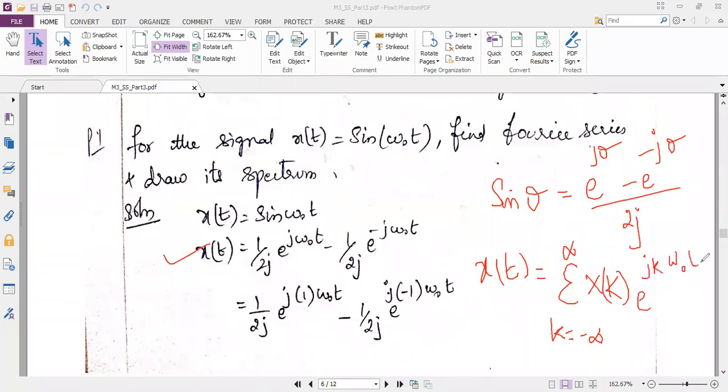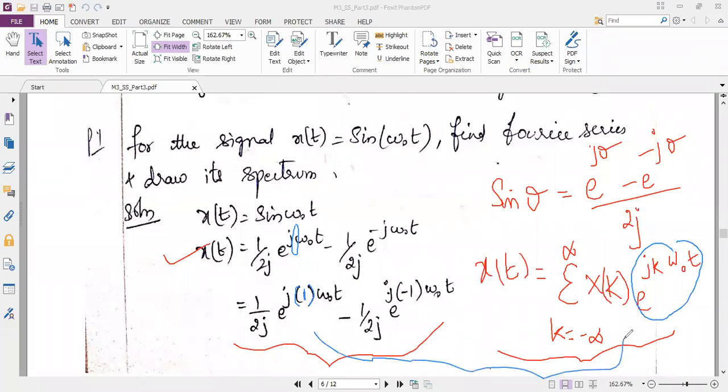So now I'm just going to compare the expression of that formula with my expanded term. So before comparing, let me just write. See here, we have e power plus j k omega naught t in the formula. Here, in place of k, I have nothing, so I can consider it as 1. That's why I have highlighted that 1 within the bracket. So when we compare the standard formula with this, I will understand that my k value is equal to 1.